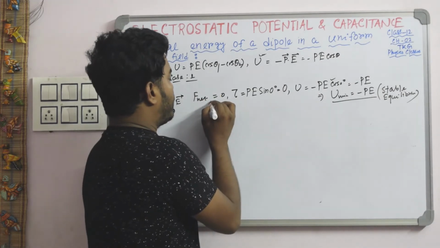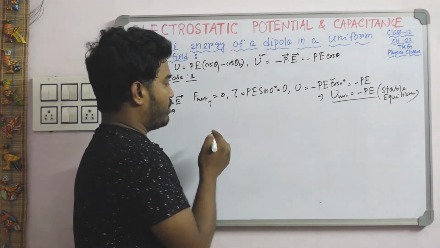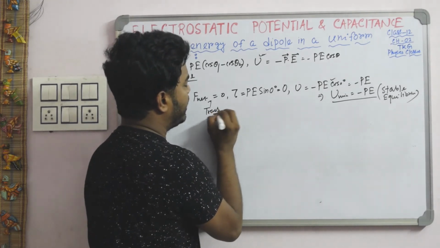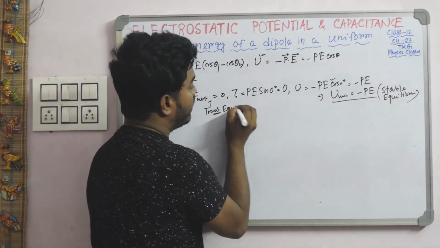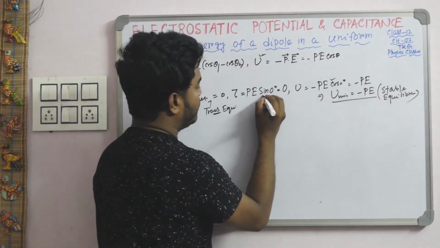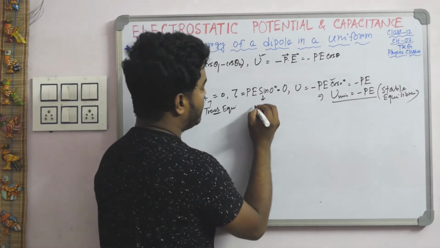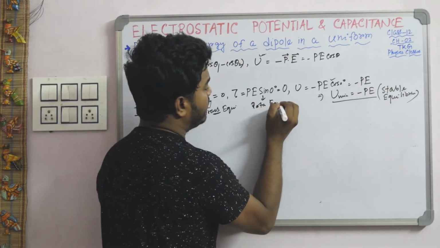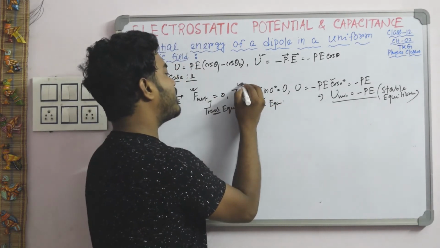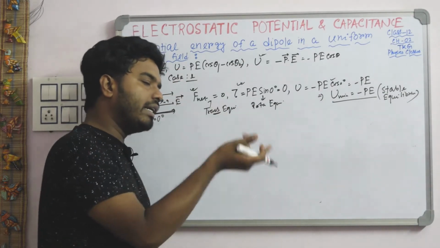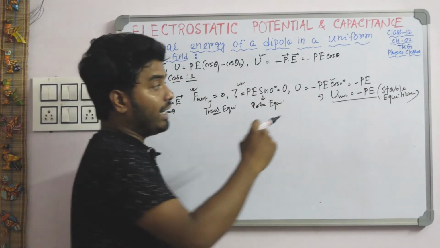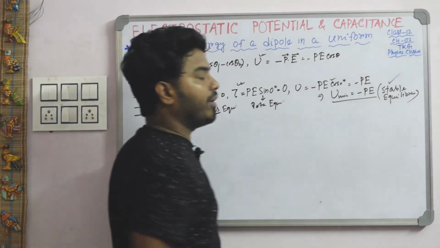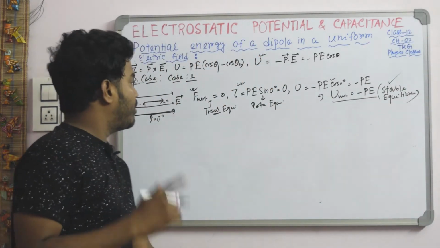When net force is equal to 0, it indicates translational equilibrium. When torque is equal to 0 for the rotational case, it represents rotational equilibrium. That means if F equal to 0 and tau equal to 0, the system is in equilibrium, and here the negative energy indicates the system is in stable equilibrium. Clear? Now case number 2.